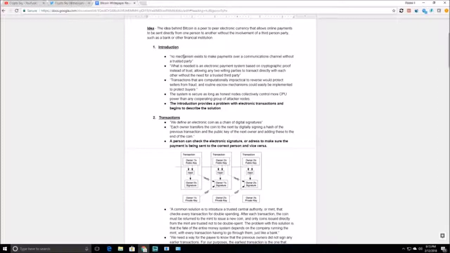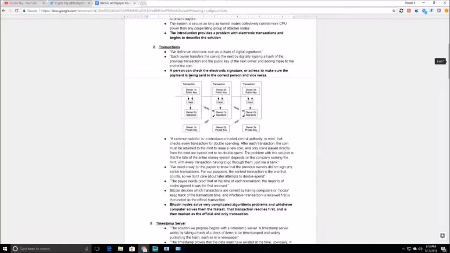So it talks about how no mechanism exists to make payments over a communications channel without a trusted party. And what Satoshi believes is needed is an electronic payment system where no third parties are involved. So think about it. If you buy something off Walmart online, you have to go through PayPal or a certain payment system that processes the payment and so on. Or if you're sending money to a friend, you send it through PayPal, Cash App, whatever you have. There's always a third party involved. So the idea behind Bitcoin is to remove this third party when you're making electronic transactions.